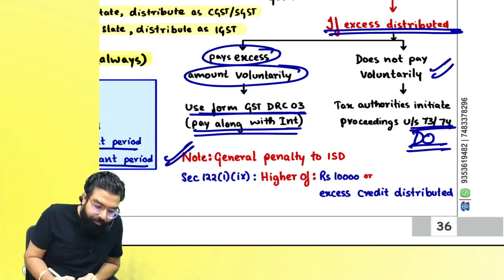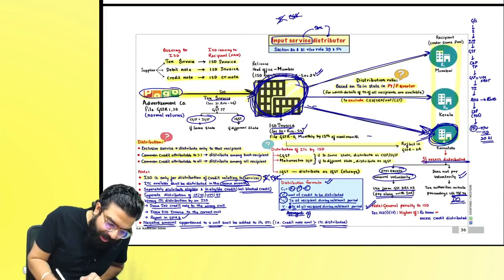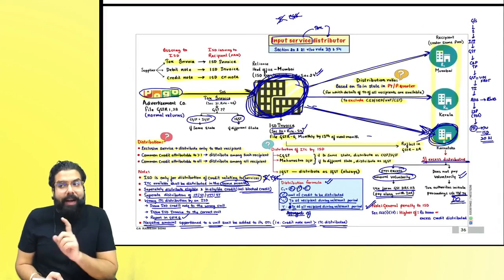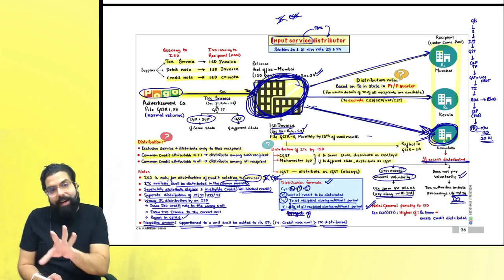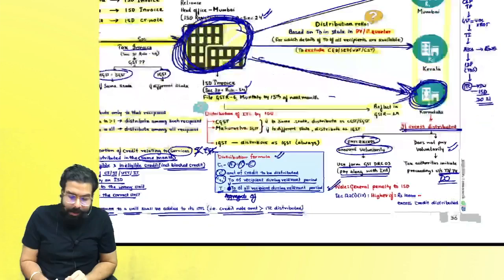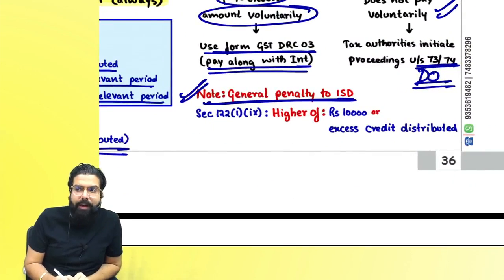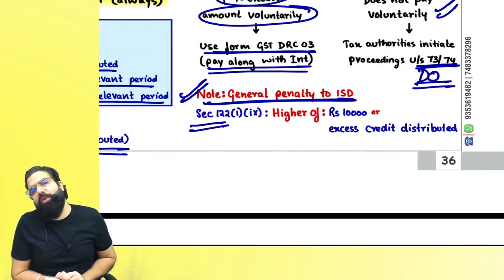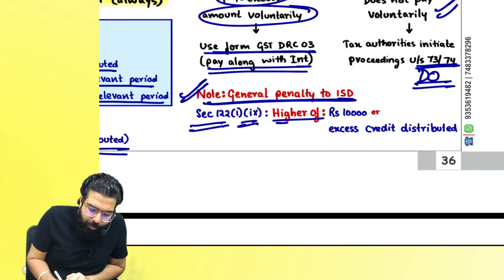Then we have one note. Sir, if distribution has been done extra, they have taken the extra, but the extra distribution was done by whom? By the head office. Always remember, head office should not distribute more than the credit. If they have done it, then they will also be penalized with general penalty under section number 122, which says, section 122(1), clause 9, they will have to pay the higher of 10,000 or the extra amount distributed.